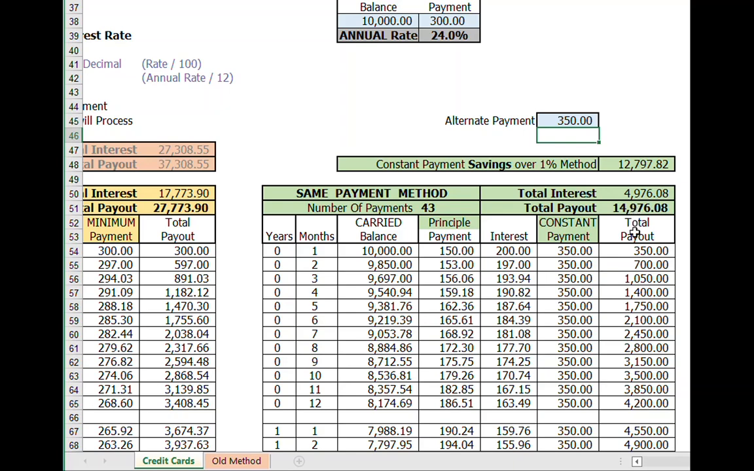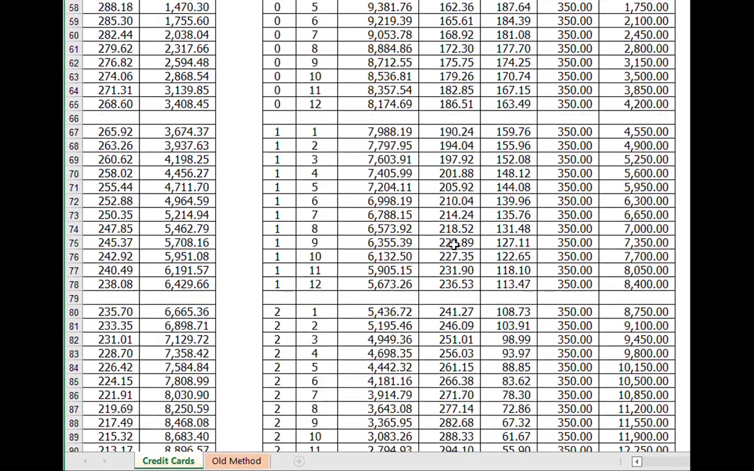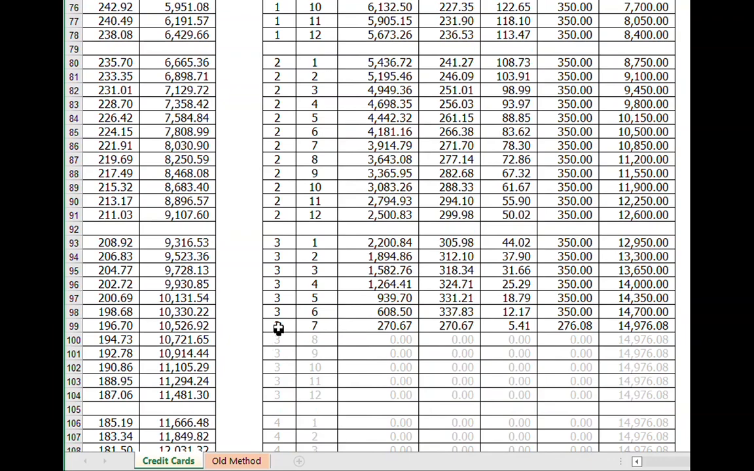We also see the number of payments drop from 56 to 43. That's 13 months less. Scrolling down, we can see it only takes 3 years and 7 months to pay off this loan.